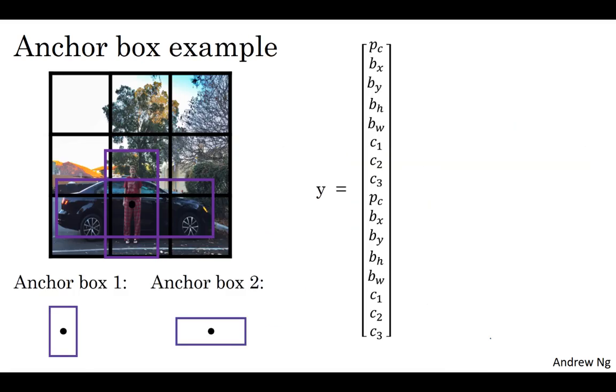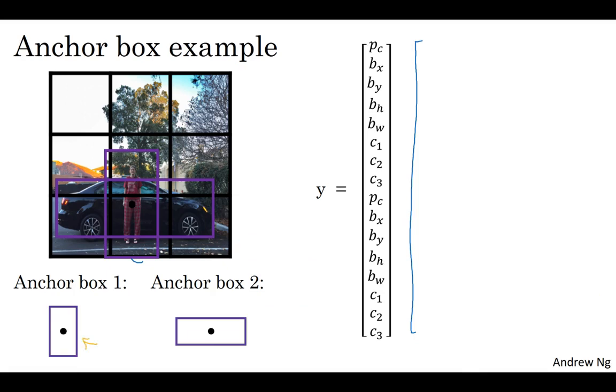So let's go through a concrete example. For this grid cell, let's specify what is y. So the pedestrian is more similar to the shape of anchor box 1.